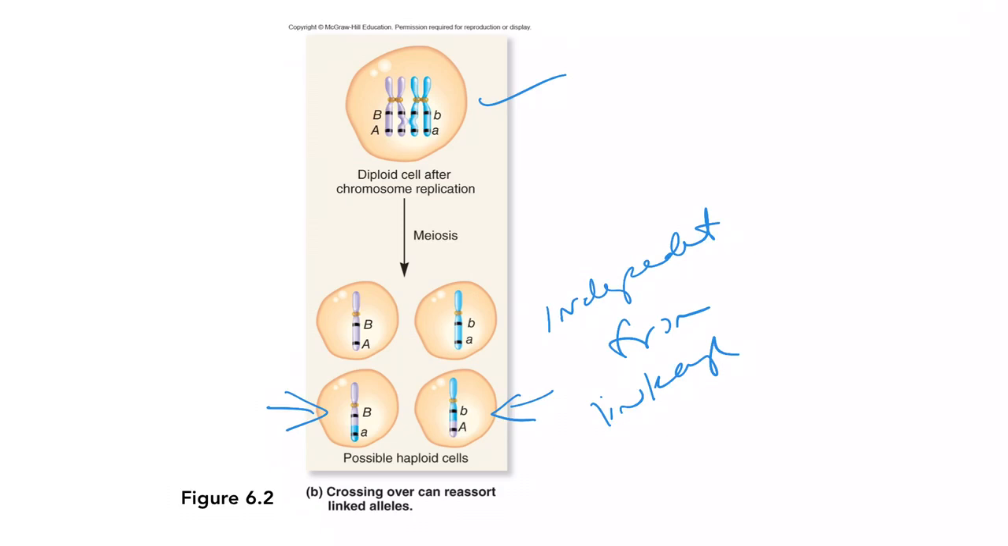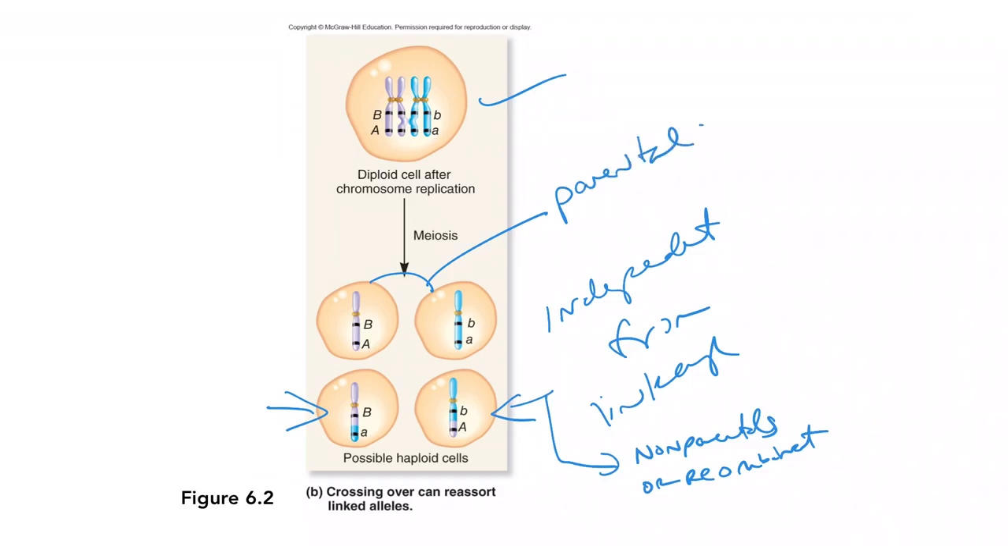These down here are typically referred to as non-parentals or recombinant cells or recombinant chromosomes, whereas these are referred to as parentals. Now, in these other videos, we'll talk about how you determine when linkage and crossing over is actually happening in organisms.